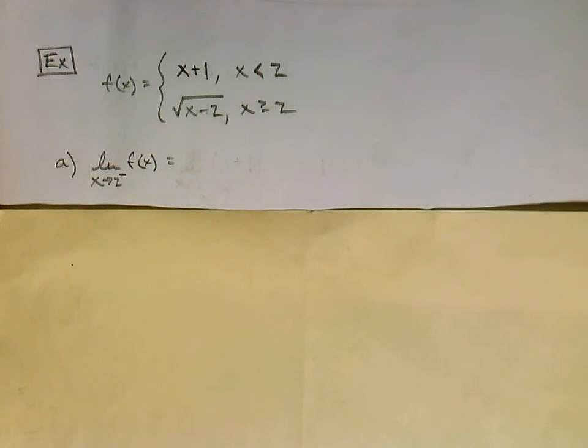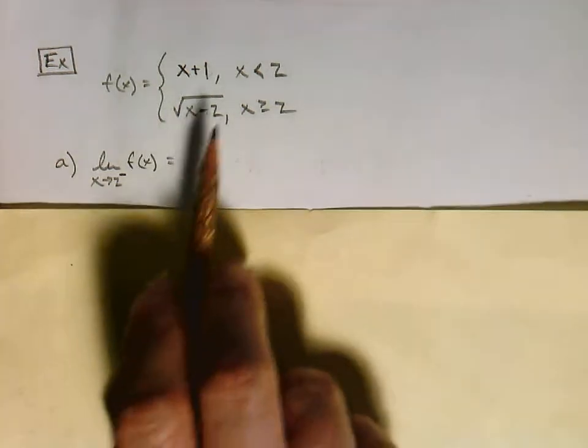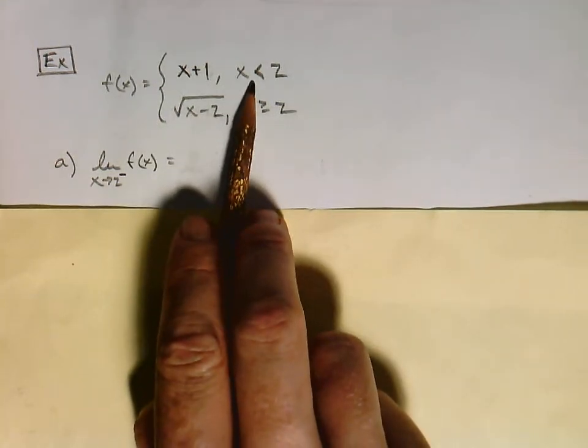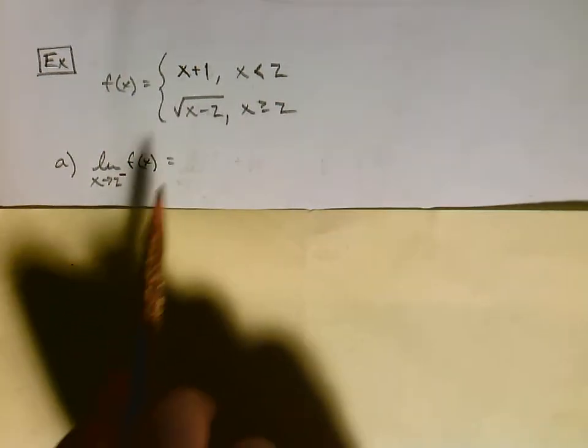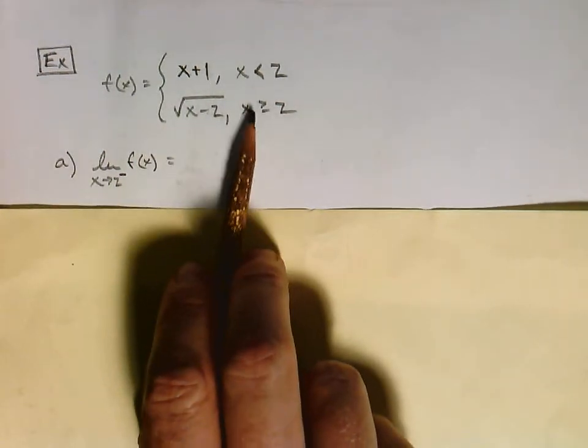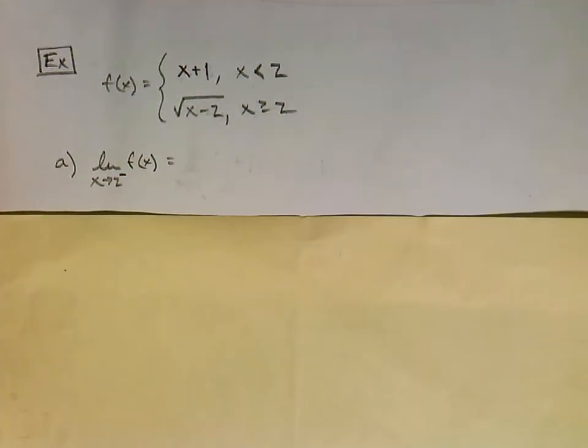So if you remember how piecewise functions work, if we ever are trying to plug in a number less than 2, we would use this one. If we're ever trying to plug in a number greater than or equal to 2, we would use this. And it's as simple as that.